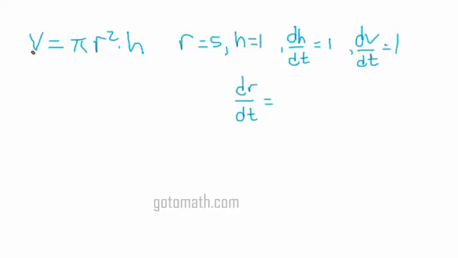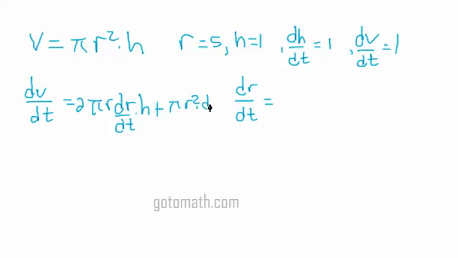So we take the derivative of v, and that's 1, but then we just write dv over dt, because 1 times dv over dt is just dv over dt. And then we're going to use the product rule on this. So the derivative of pi r squared is 2 pi r, and then I'm going to write dr over dt times h, and then plus pi r squared dh over dt. So we kind of ran out of room. The derivative of h is 1, and then we just write dh over dt.